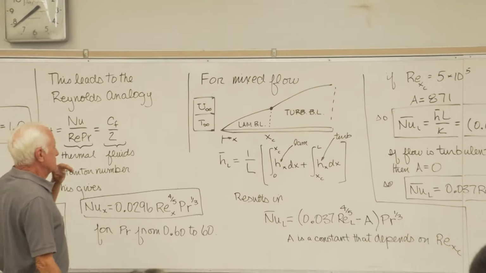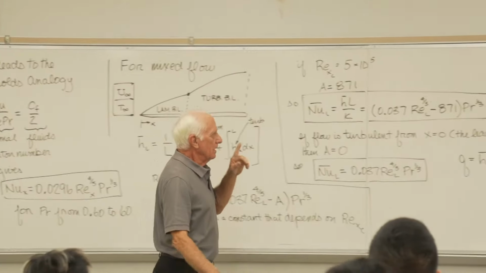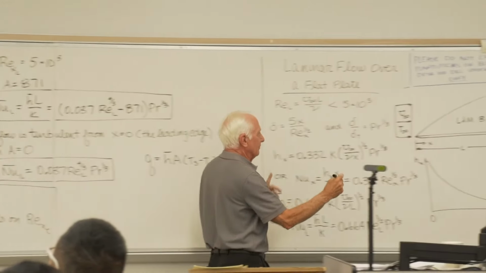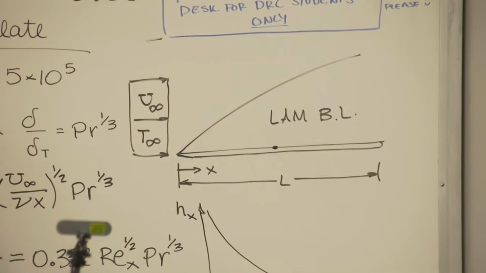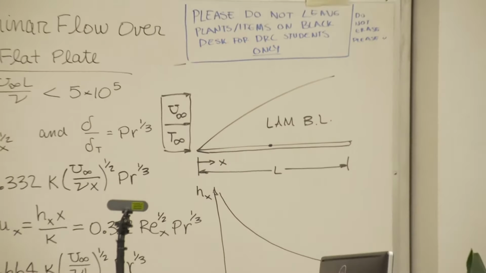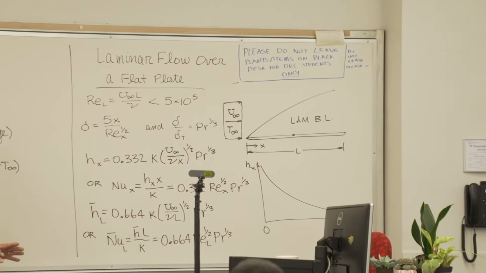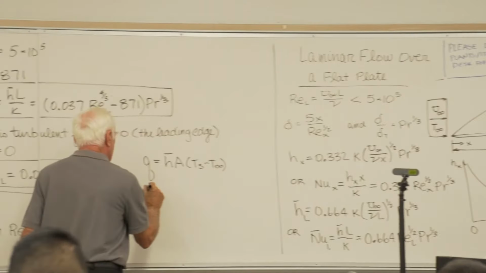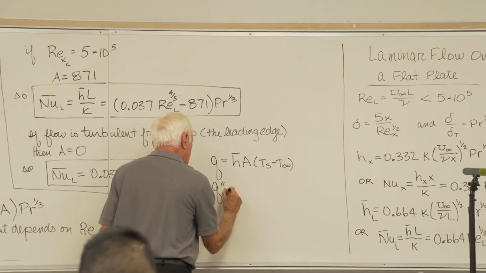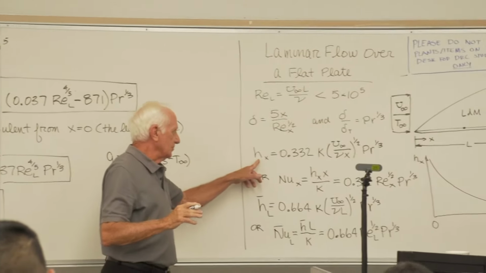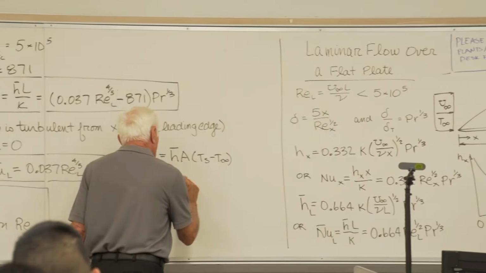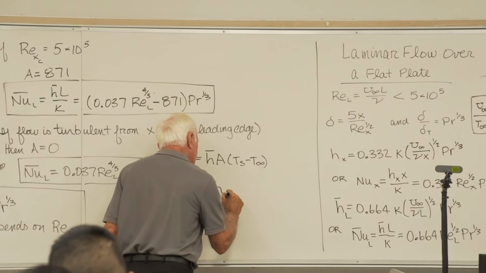What if someone says, I want to find the local heat flux where X equals L over 2, where the black dot is. I want to find the local heat flux. Don't forget the word heat flux means Q double prime. Local heat flux. I need Hx, the local convection coefficient. I don't put the area in because it says heat flux.